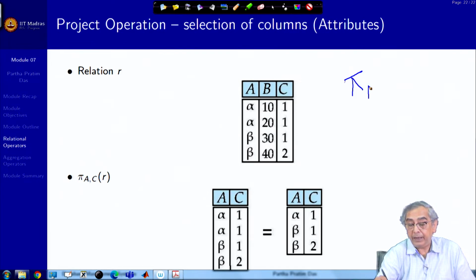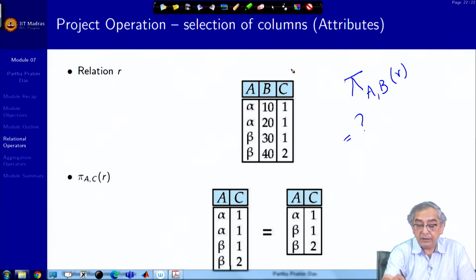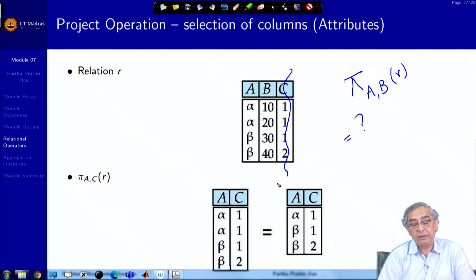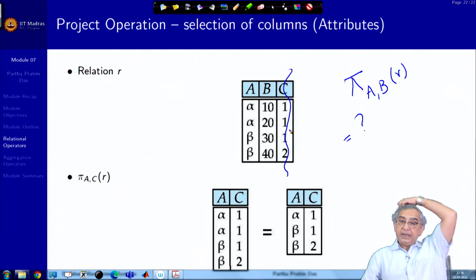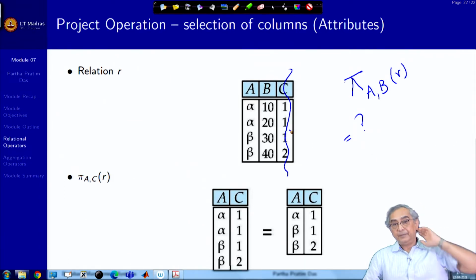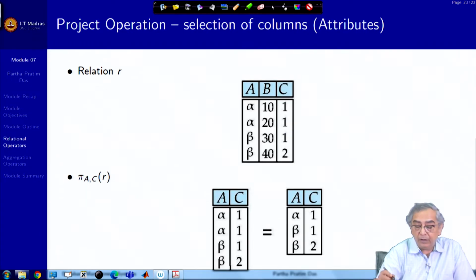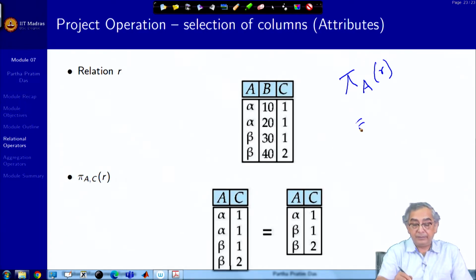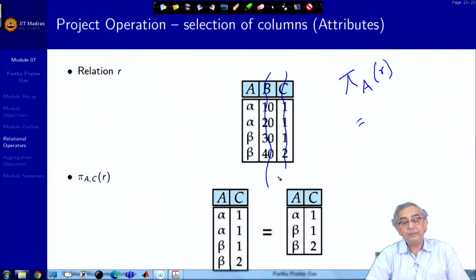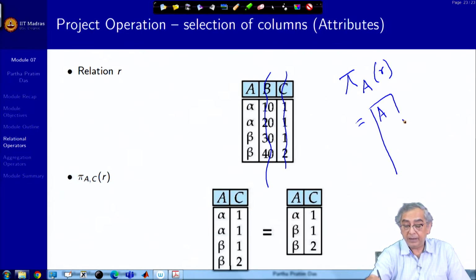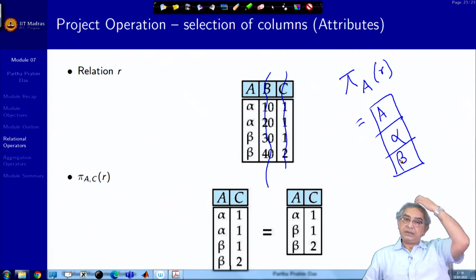Say pi A B of R, what do I get? This is gone. Now, I will get this, and you can see that all of them incidentally are unique. So, there will be no removal of rows that will happen. What will be pi A of R? Only alpha and beta. So, it is A, right.